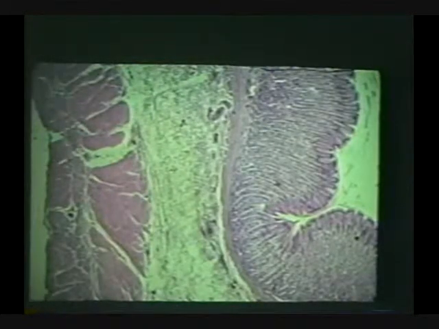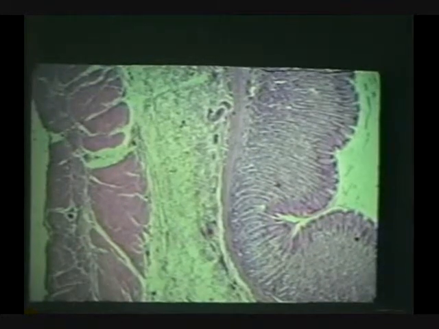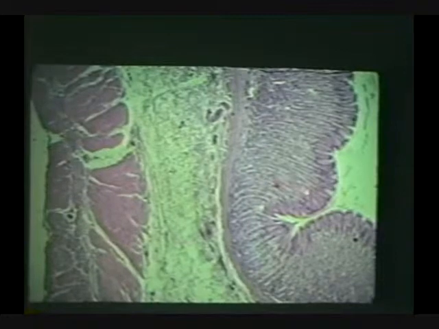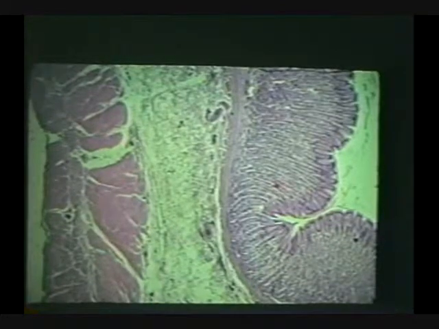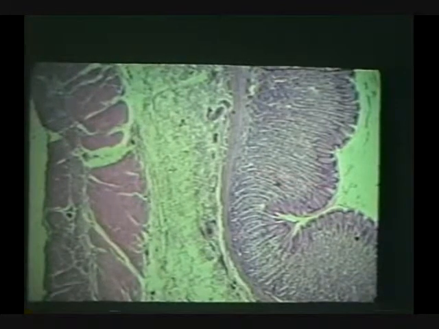Organ? The esophagus. Organ? Come on. Stomach. What are these? Will that focus a little bit? Gastric glands. These are gastric glands, aren't they? That's about as good as it's going to get. Okay. These are gastric glands.